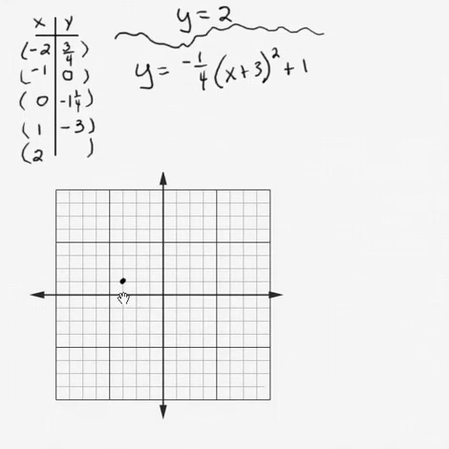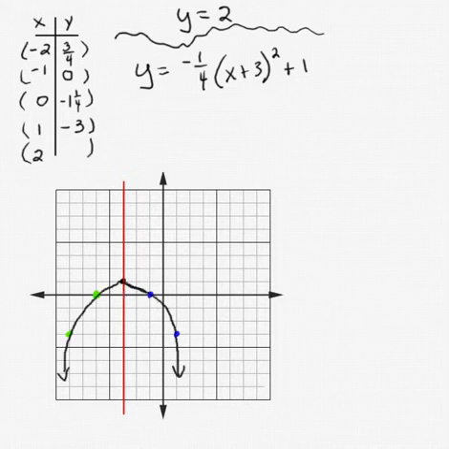So here's our vertex, -3, +1. Here's some points on the graph. We have the point -1, 0. We have the point +1, -3. We have the axis of symmetry, which is a vertical line going through the vertex. We're going to have the mirror images of the points we calculated. So there they are. Let's sketch in our parabola.